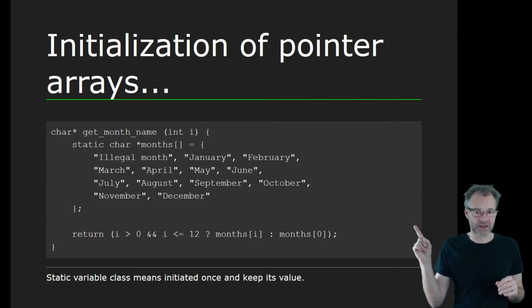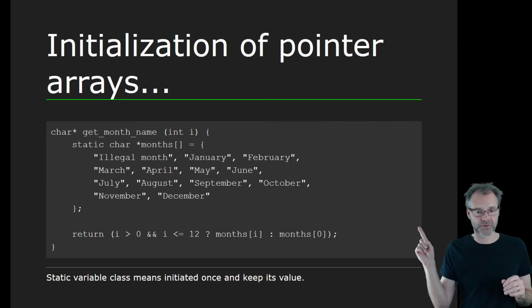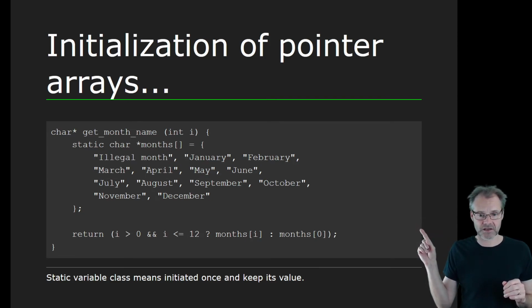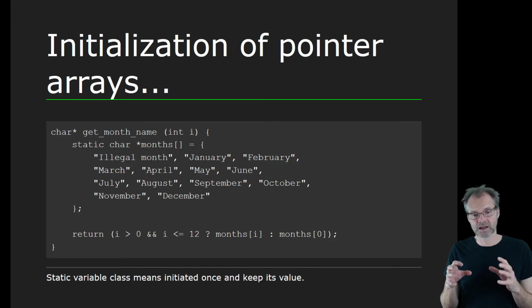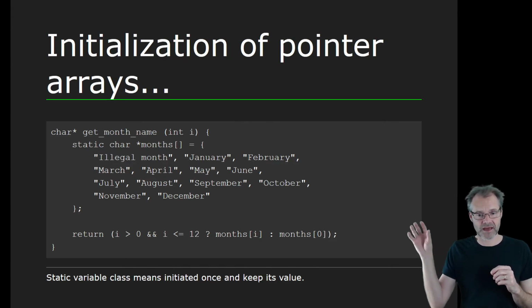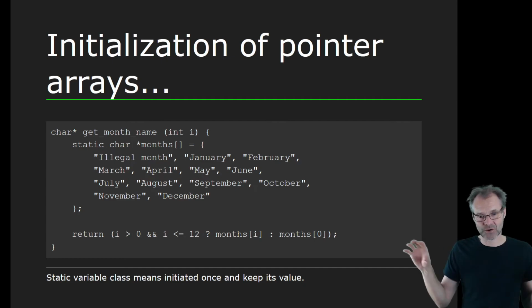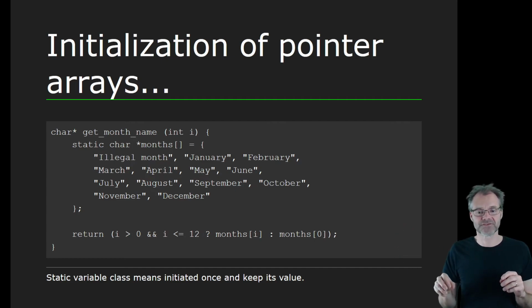So then we can just do a ternary operator here, or a conditional expression, checking that as long as the incoming i is in between 1 and 12, then we can return the actual month name. But if i is outside of that, we return months[0], saying illegal month.